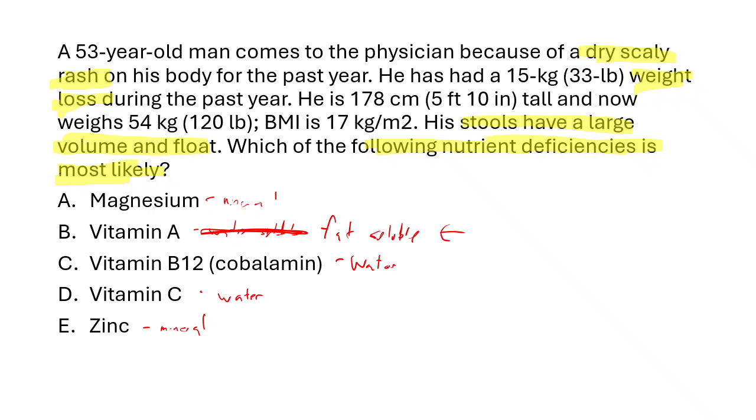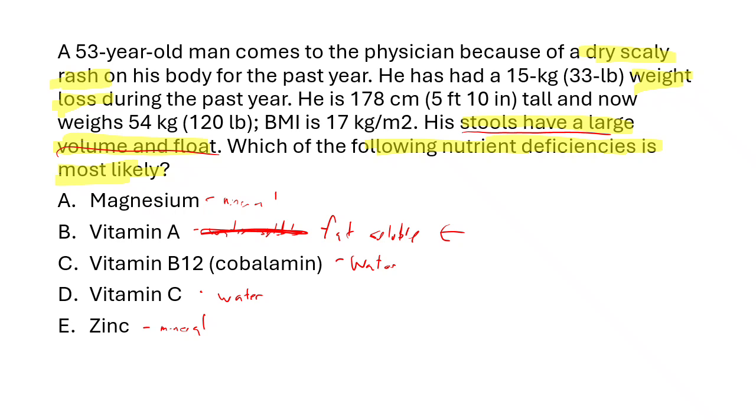Another thing we could do is say, okay, this person has these large volume stools that float. That sounds like steatorrhea or fatty diarrhea. And so if someone's pooping out all their fat, they're probably not absorbing their fat soluble vitamins very well either. So that really strengthens the case for vitamin A for me. That matches the steatorrhea. It's a fat soluble vitamin. So that helps me out even more.